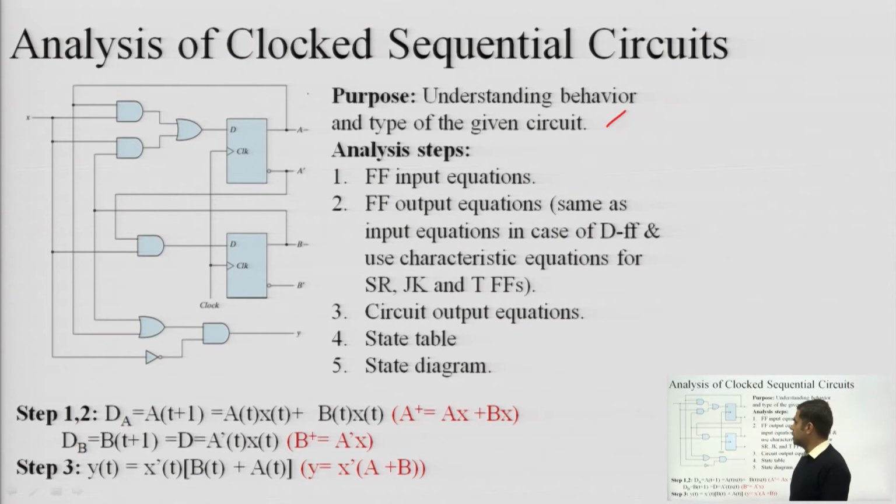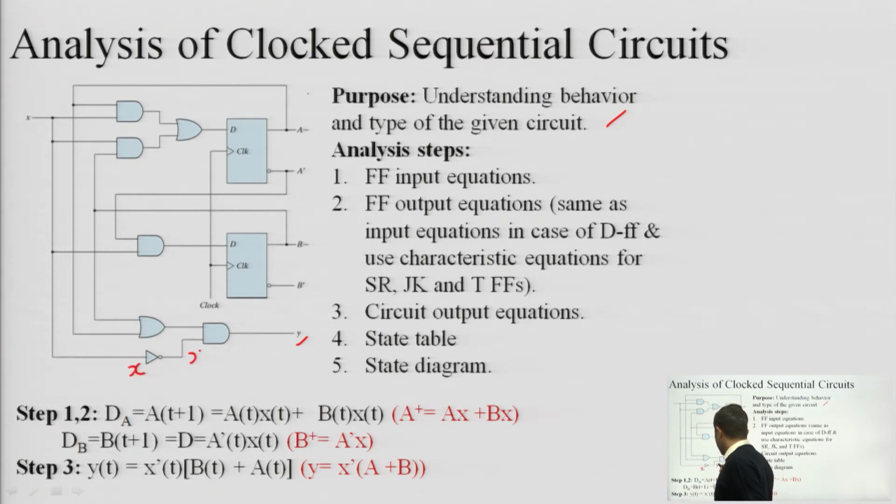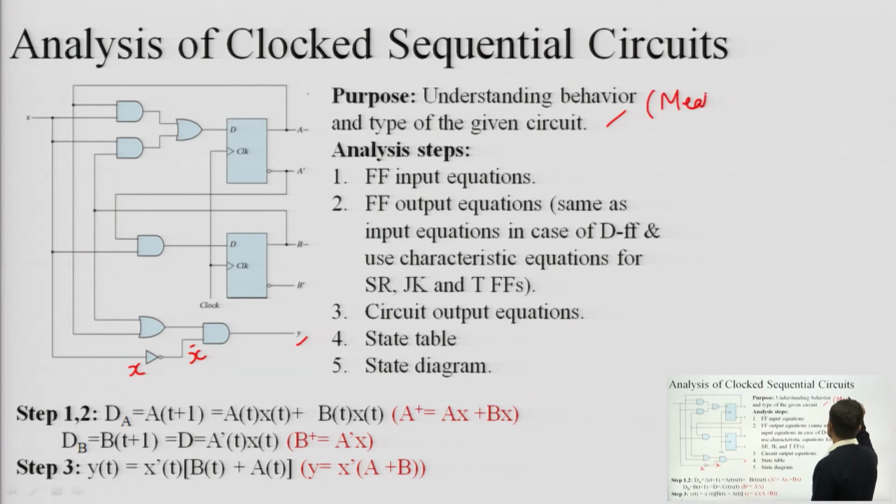If we carefully see this, then first of all we can comment on the type of the circuit, whether it is a Mealy circuit or a Moore circuit. In our previous lecture we have already covered the Mealy and Moore circuits. The difference was whether this output y has dependency on the external input x or not. The external input is x, and the final output is dependent on x, which means it has to be a Mealy machine. So the purpose is understanding the behavior and commenting on the type of the circuit. So this is a Mealy machine.